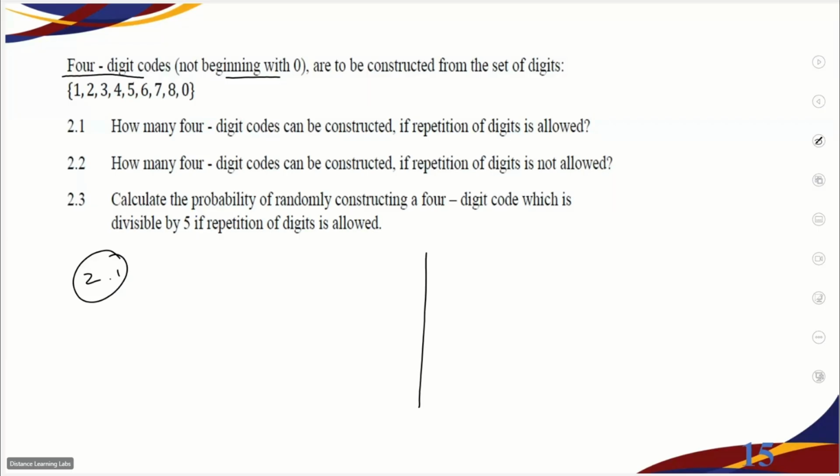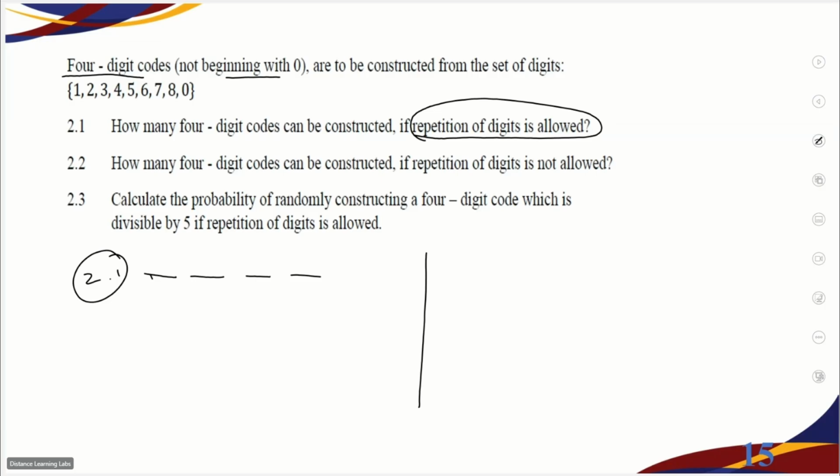Now we are creating a 4-digit code. Number 1, how many 4-digit codes can be constructed if repetition of digits is allowed? Digits are allowed to repeat. That means there is a possibility of me having a code that says 1, 1, 1, 1, meaning all the digits will be competing for all positions because they are allowed to repeat. Now we create 4 spaces: 1, 2, 3, 4.